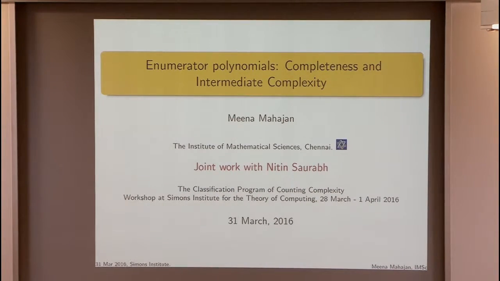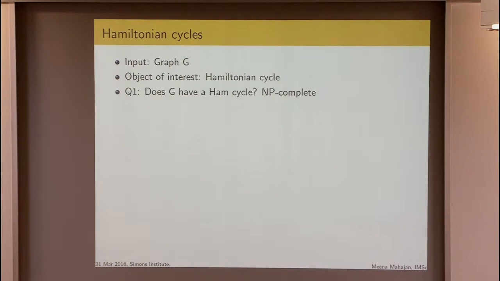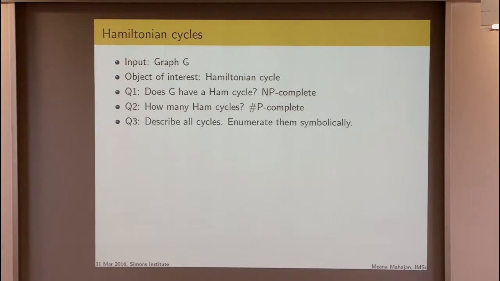The term enumerator polynomials there is just something that I made up, and let me start off by explaining what I mean by this. So let me start with an example which is very well known to all of us, Hamilton cycles. The typical problem would be that there's an input graph. The object of interest is Hamilton cycles. If you ask whether the graph has such a cycle, well, this is an NP-complete question. If you ask how many Hamilton cycles there are, then this is a sharp P-complete question. And now one could also ask for an explicit description of all the Hamilton cycles in the graph.